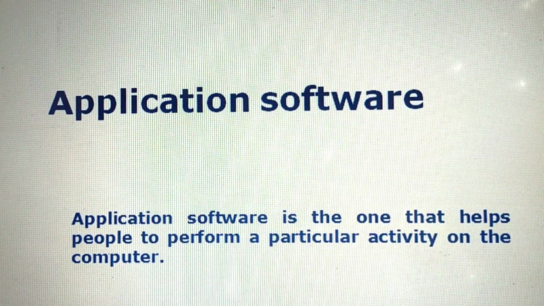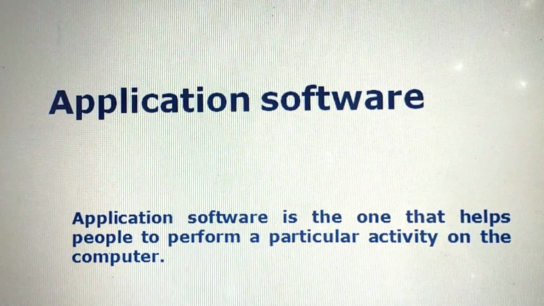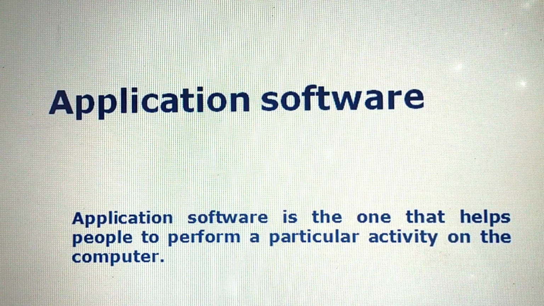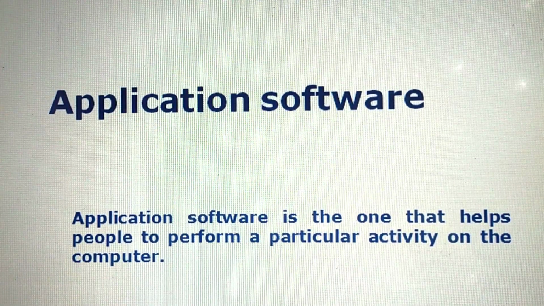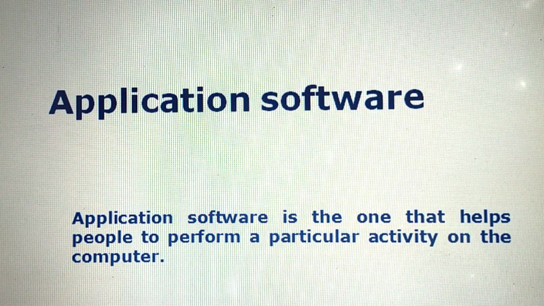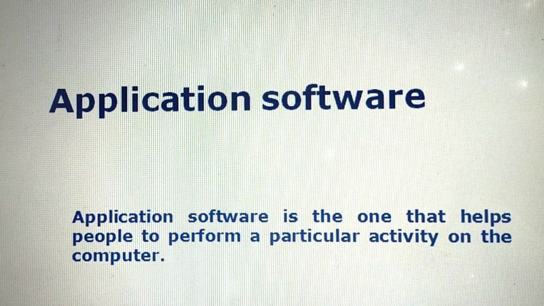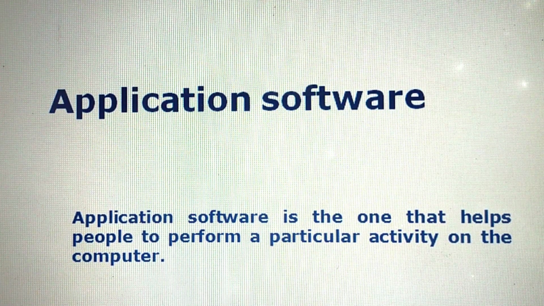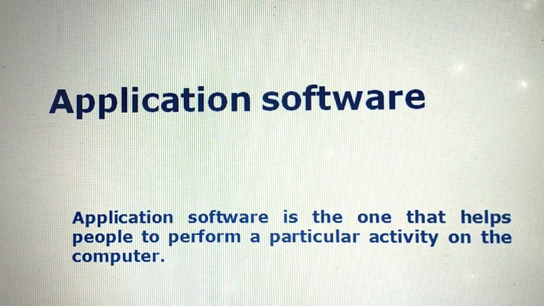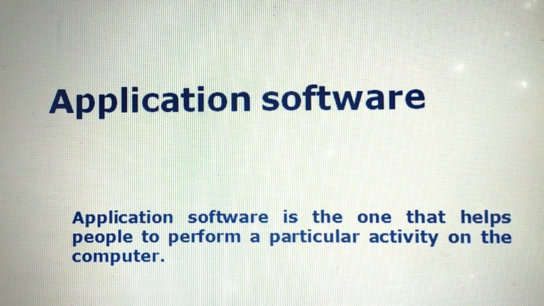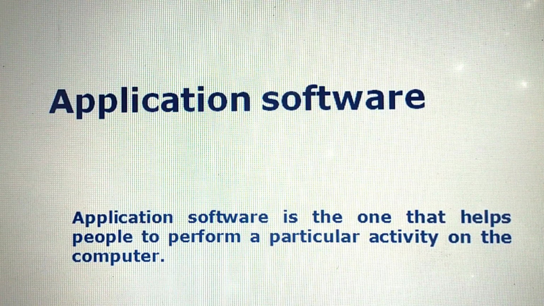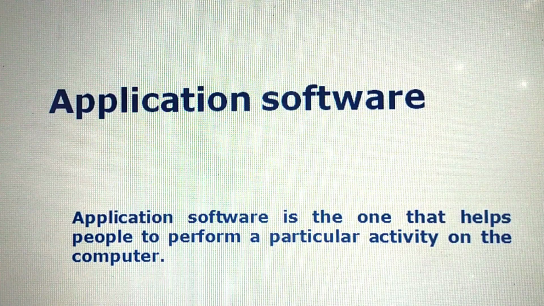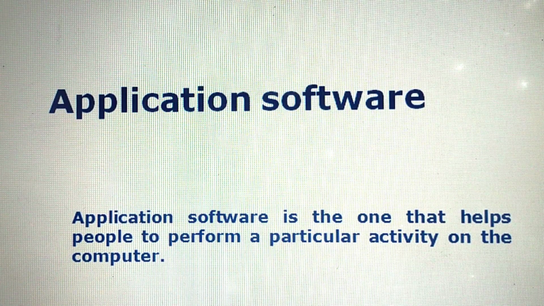The second type of software is application software. The first type we have already learned, that is system software. What is application software? Application software is the one that helps people to perform a particular activity on the computer. The name itself indicates it. Suppose you want to listen to music or watch a video, then there will be some applications to perform these things. That is called application software, made for computer applications.